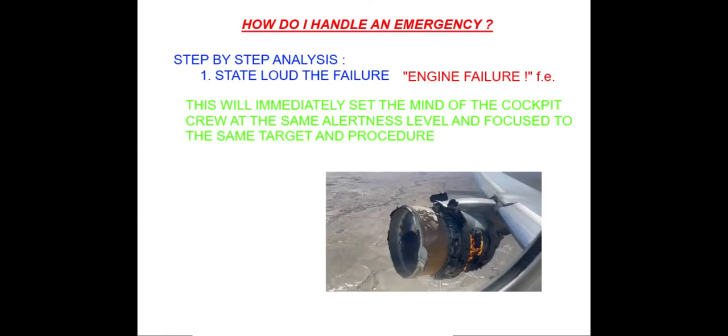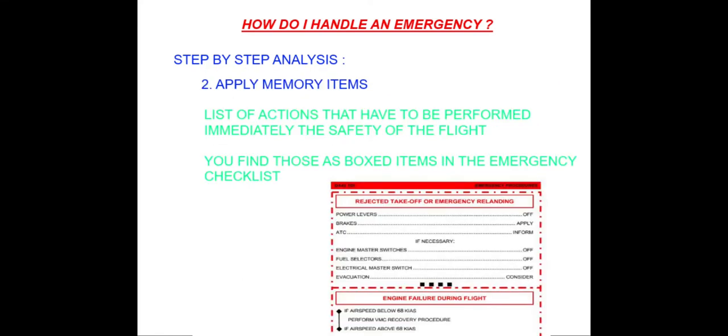State loud the failure. This will immediately set the mind of the cockpit crew at the same alertness level and focus to the same target and procedure. Apply memory items. Memory items is a list of actions that have to be performed immediately to ensure the safety of the flight. You find those as boxed items in the emergency checklist.